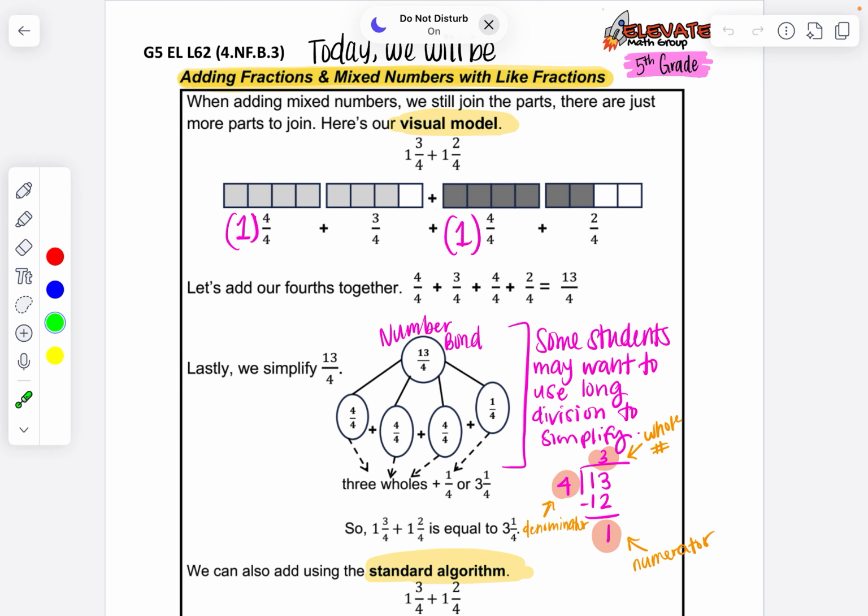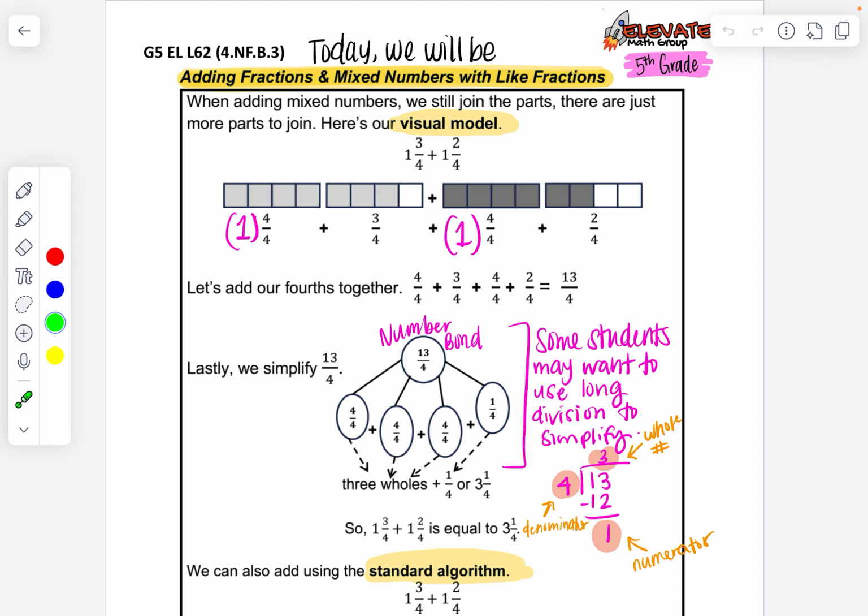Today we will be adding fractions and mixed numbers with like fractions, okay? So when adding mixed numbers, we will join the parts. There are just more parts to join. Here are our visual models.